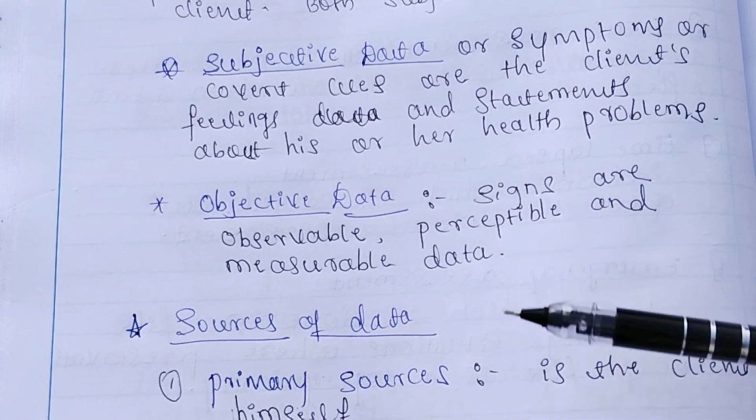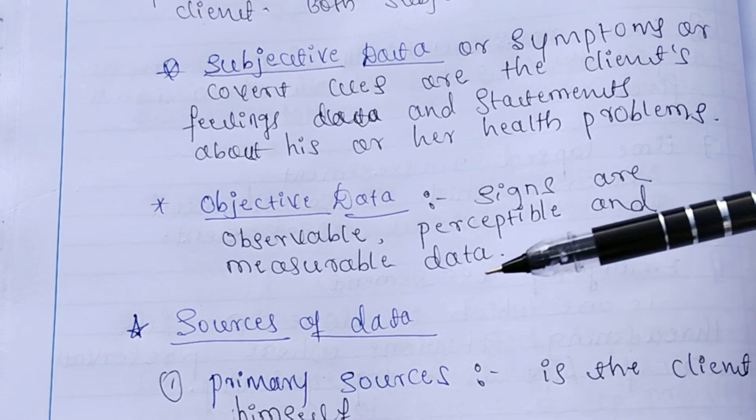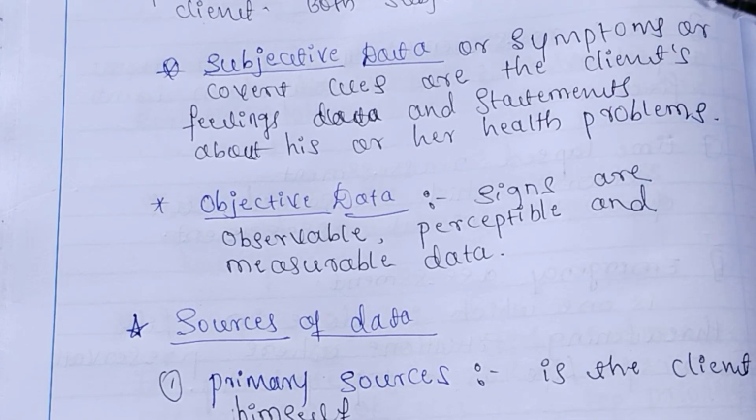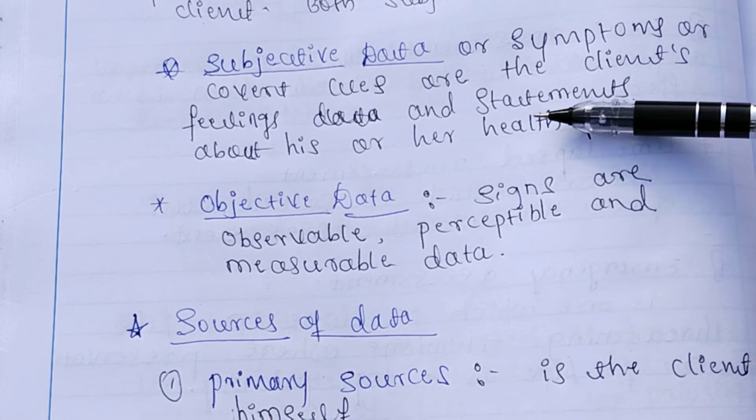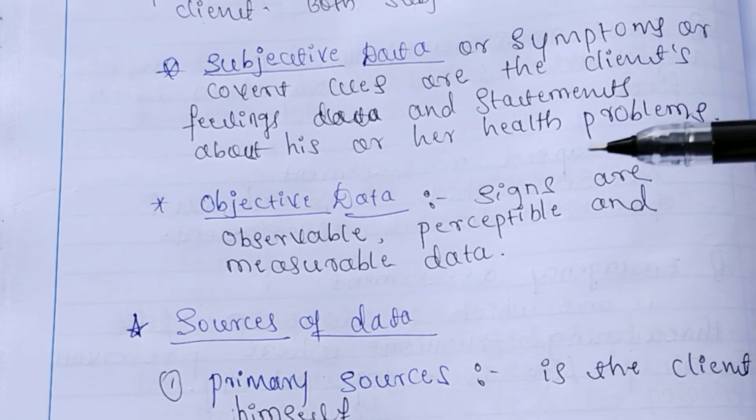Subjective data is whatever the patient tells you, whatever he or she feels or whatever health problem there is. Being a nurse, your role in the objective data is to observe the signs and symptoms of the patient. In the subjective data, whatever problems the patient has, only the patient can tell you. After that, in the objective data, you observe the signs and symptoms and record or measure the data about the patient.